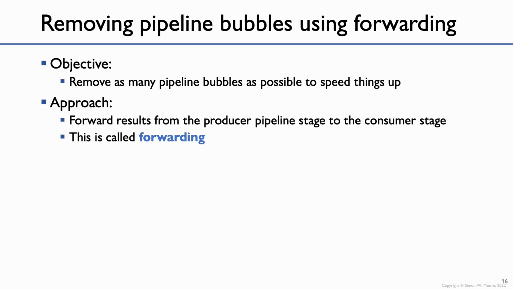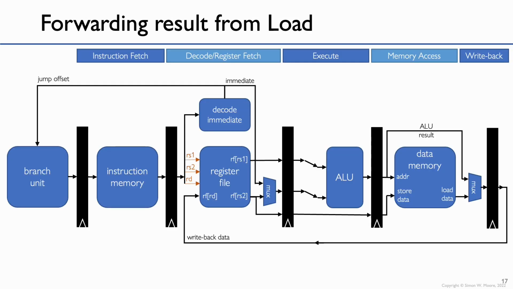So we want to try and remove pipeline bubbles using forwarding. We want to remove as many pipeline bubbles as possible to speed things up. The approach is to forward results from the producer pipeline stage to the consumer stage. And as I said, this is called forwarding. So let's look at forwarding the result from the load instruction.